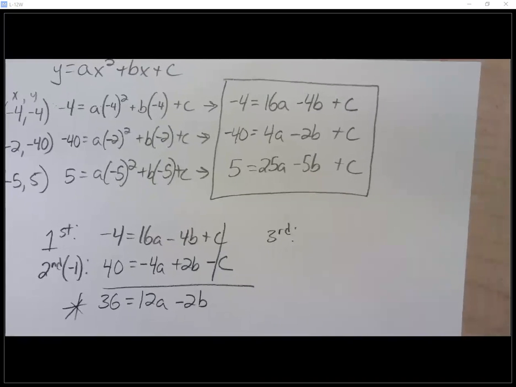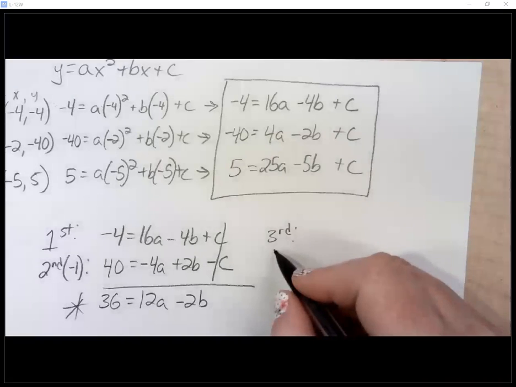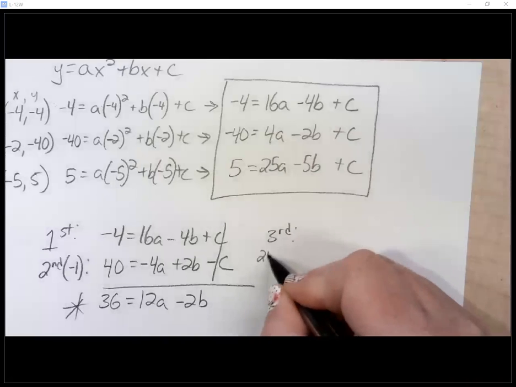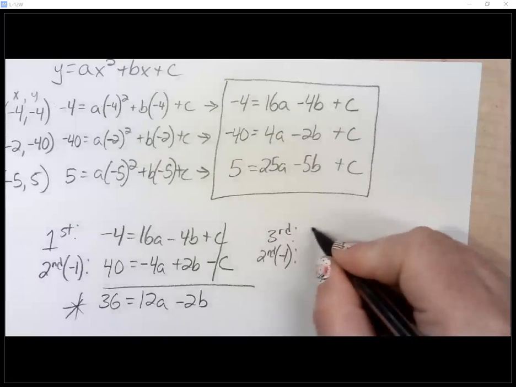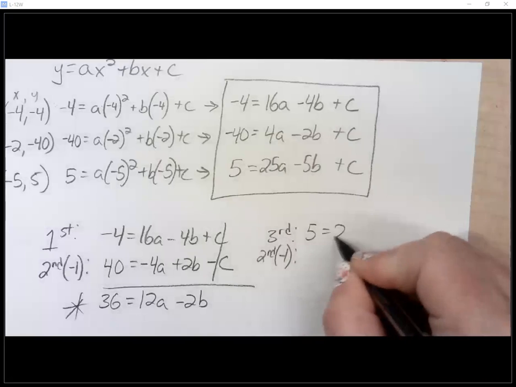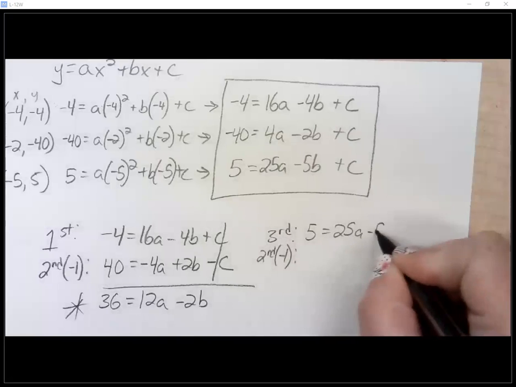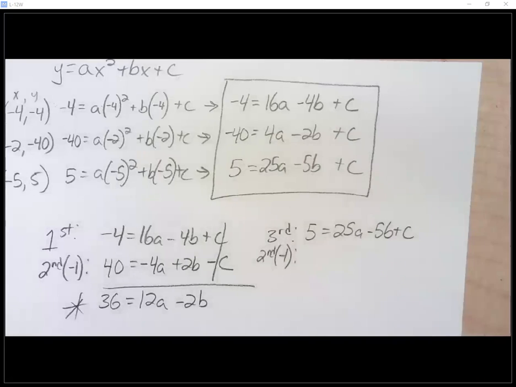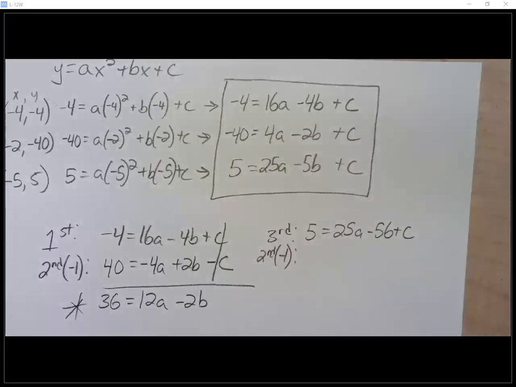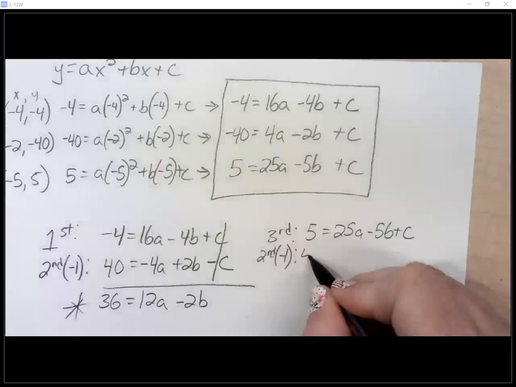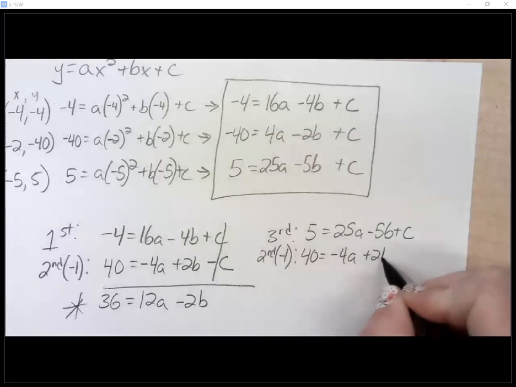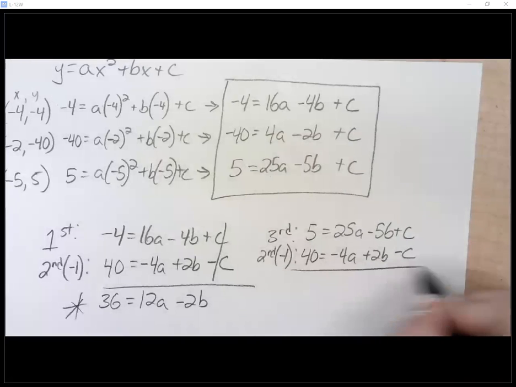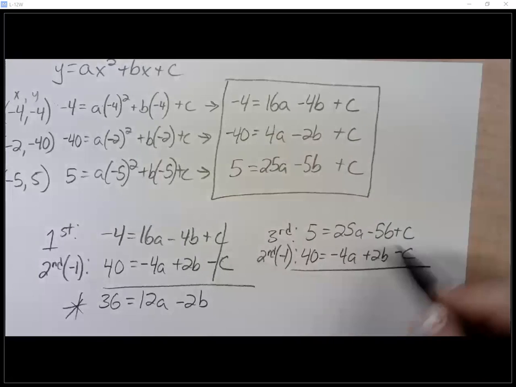So I'm going to use my third, and then again, I'll do the second equation times the -1. It worked so nicely the last time. Let's do it again. So the third one, I copy it exactly as it is. Now I'm going to take that second equation and multiply it by a -1. So it's now positive 40, -4a plus 2b minus c. Whatever variable you canceled the first time, I have to cancel again the second time.